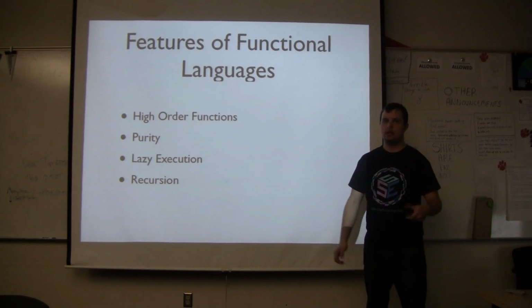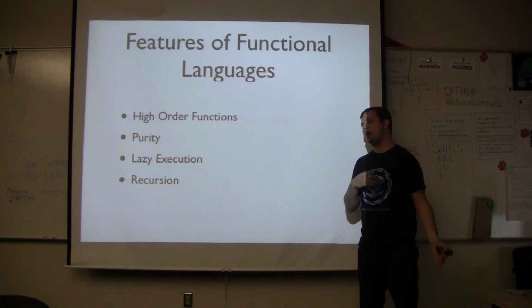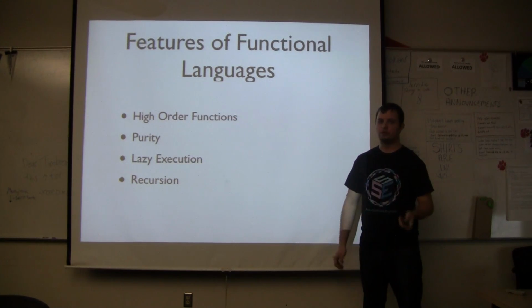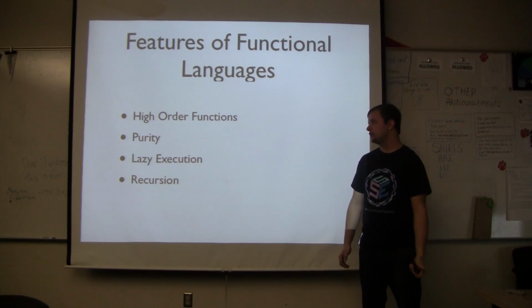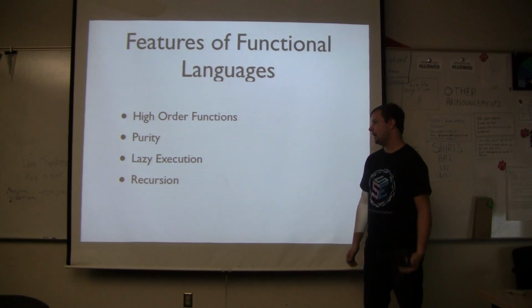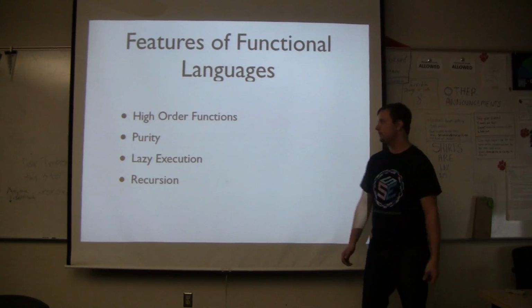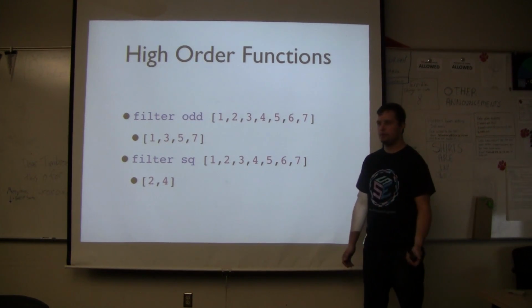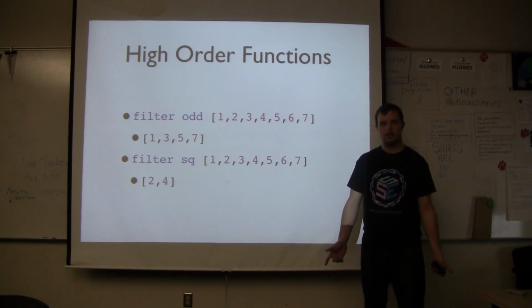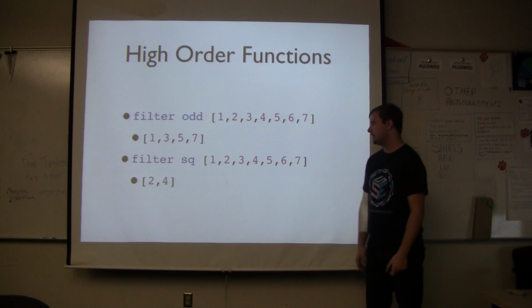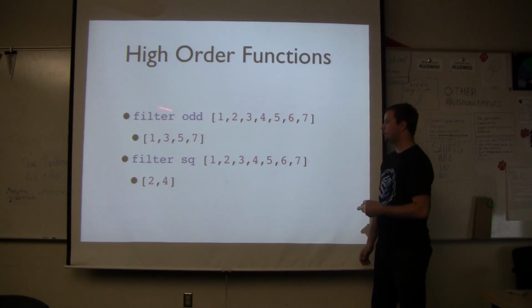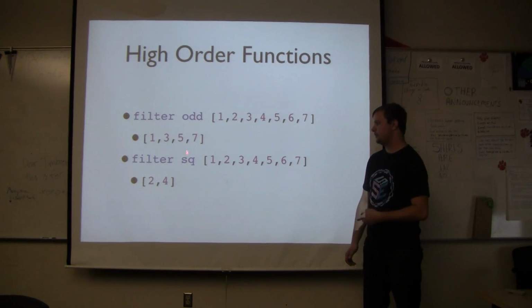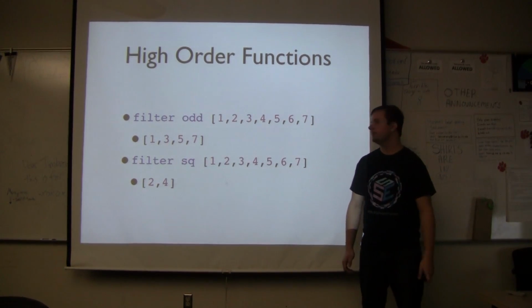So now that we talked a little bit about what Haskell says it is, I want to talk a little bit about what a functional language is. Functional languages have higher order functions, purity, lazy execution, and recursion, obviously. So with a higher order function, you pass in functions as parameters. You guys are all pretty familiar with functional languages, it looks, so this should make sense to everybody. You say filter with an odd function, you get a list, and you get out odds. With a square, you just filter out all the squares. And those are just functions that take in an integer and return a boolean.